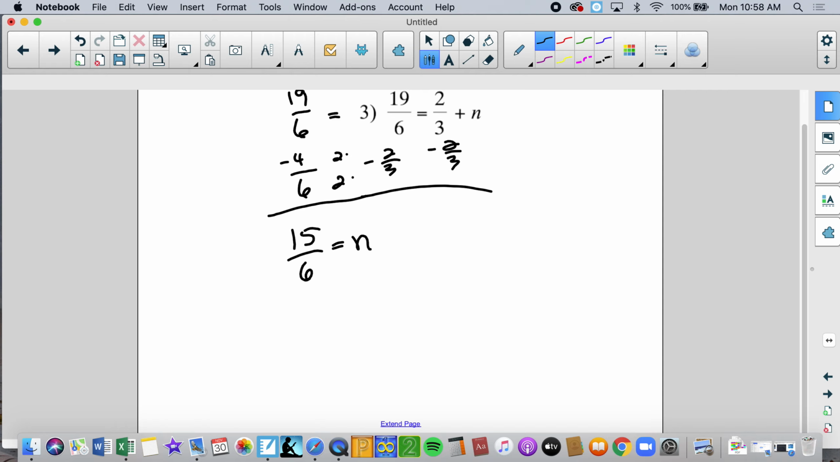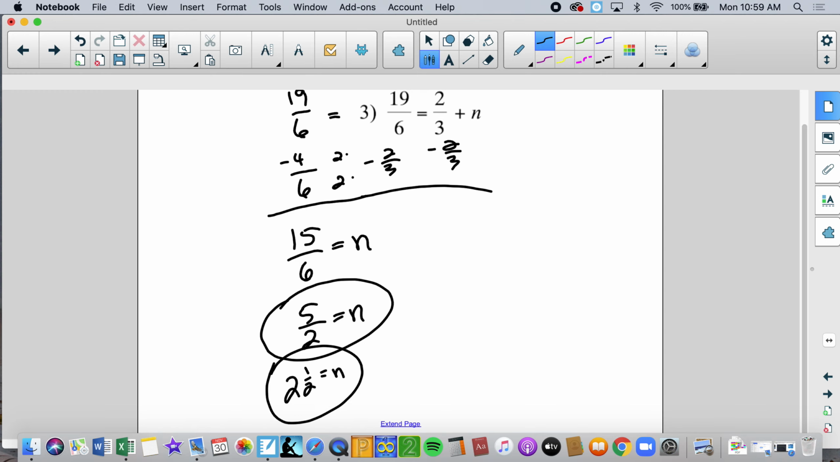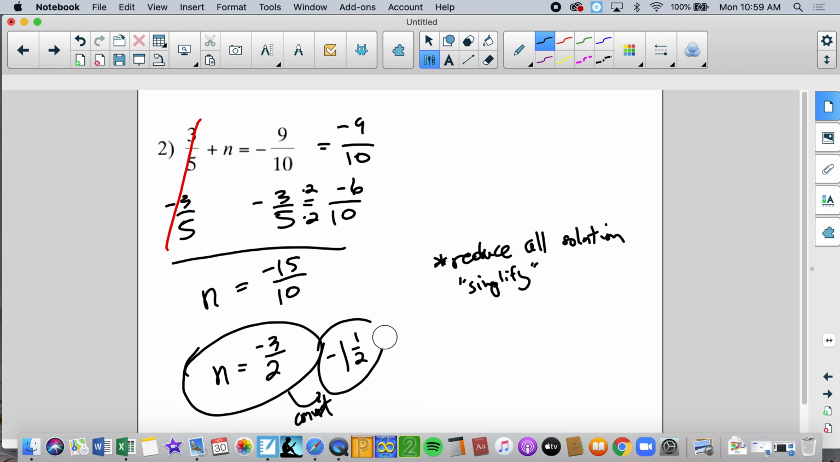Now, the largest number that is divisible into 15 and 6 is 3. So 3 goes into 15 5 times, 3 goes into 6 twice. And I get 5/2, or 2 1/2 is also acceptable.